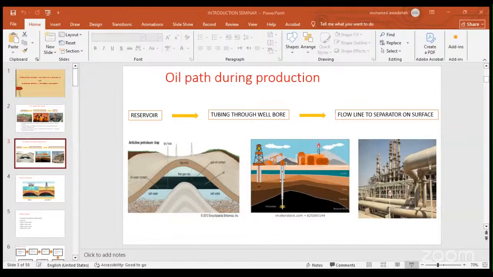So we were speaking about the oil path during production. It's moving from the reservoir through tubing and through the wellbore. Then it would move to the surface, to the flow line and to the separator.